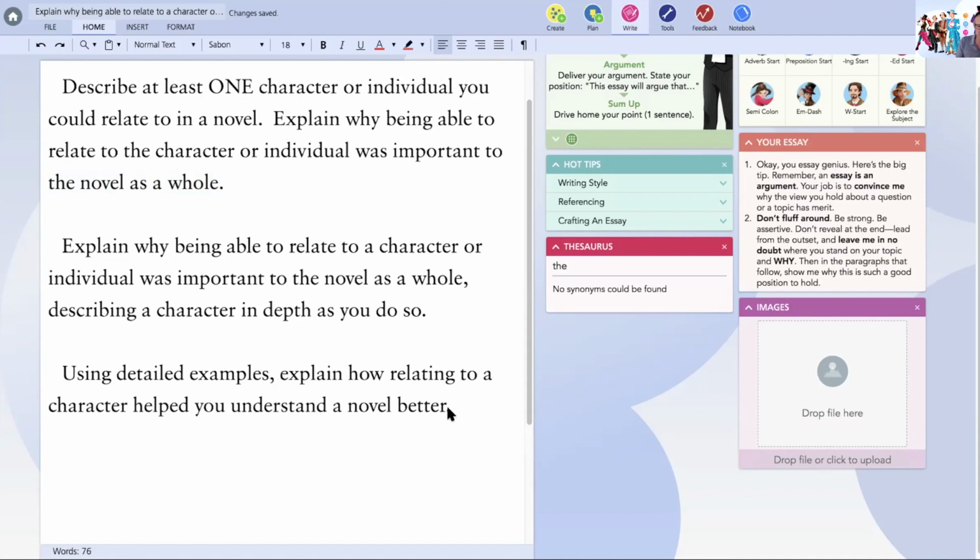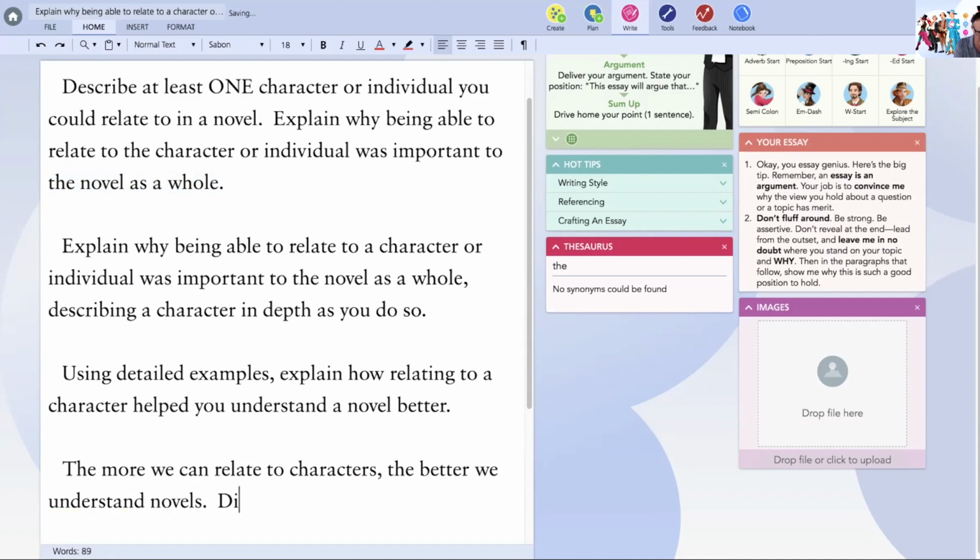Here, now let's introduce some position. We talked about position all week. Here we go. The more we can relate to characters, and I quite like this one, the better we understand novels. Discuss.